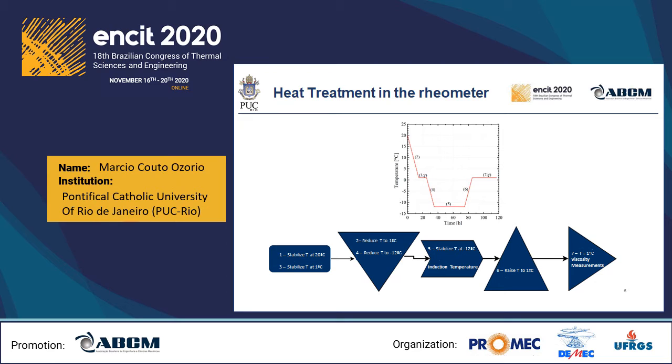And after these 10 minutes, we decrease the temperature again to minus 12 degrees, which we keep at this temperature for 40 minutes in order to induce the nucleation of the hydrates. After that, we increase the temperature again to 1 degree and we start again to apply a shear rate. And at this point, we start to analyze the viscosity and the hydrate formation.